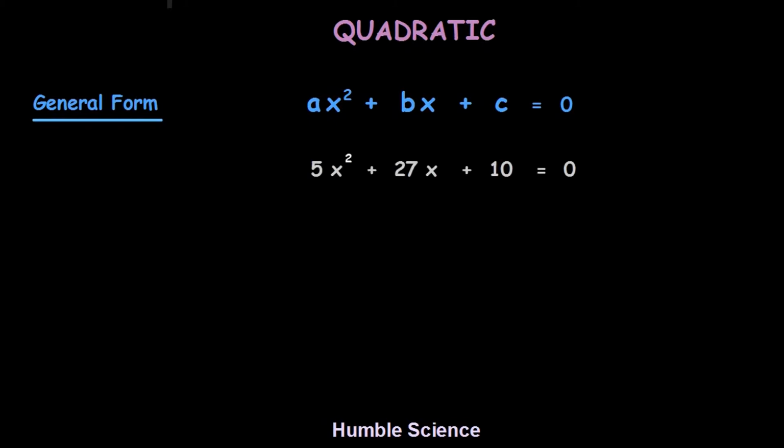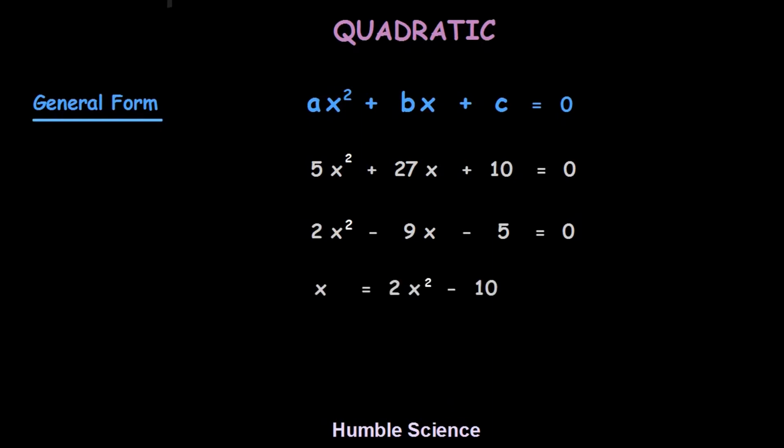A quadratic equation can be pretty straightforward, like in 5x squared plus 27x plus 10 equal to 0. Here a is 5, b is 27, and c is 10. It can also have some negative signs, like in 2x squared minus 9x minus 5 equal to 0. Here a is 2, b is minus 9, and c is minus 5.